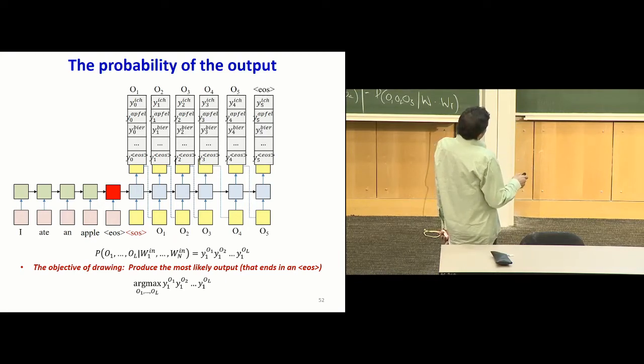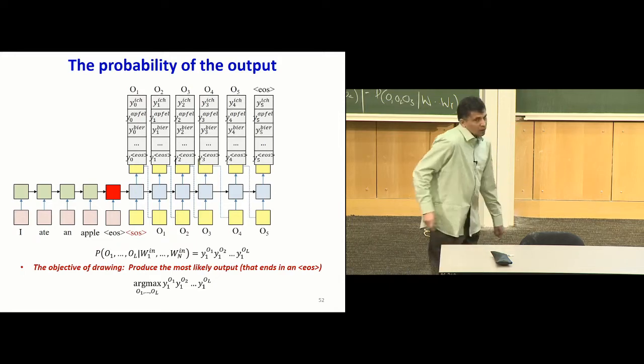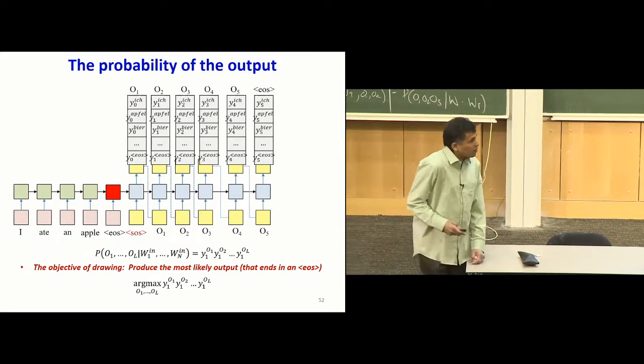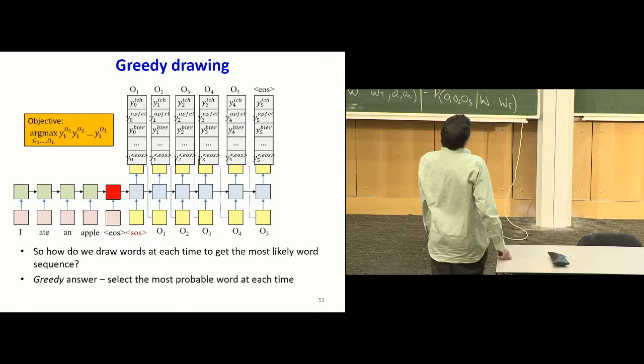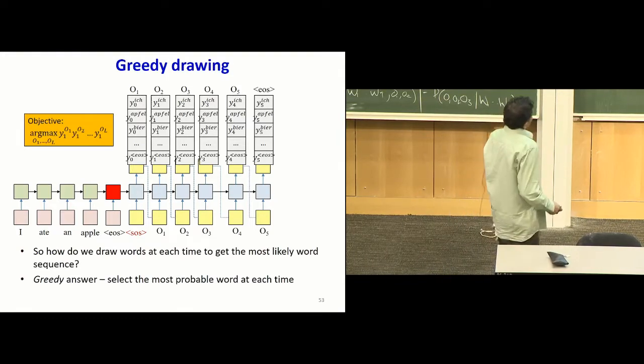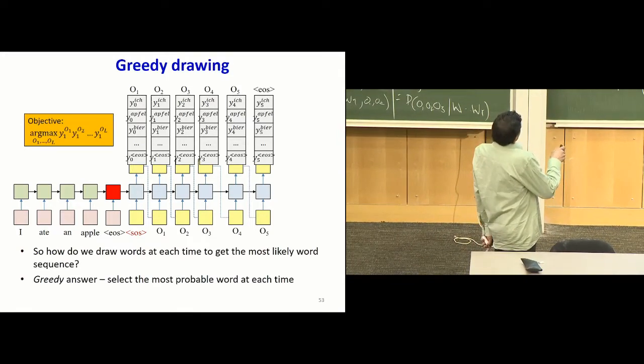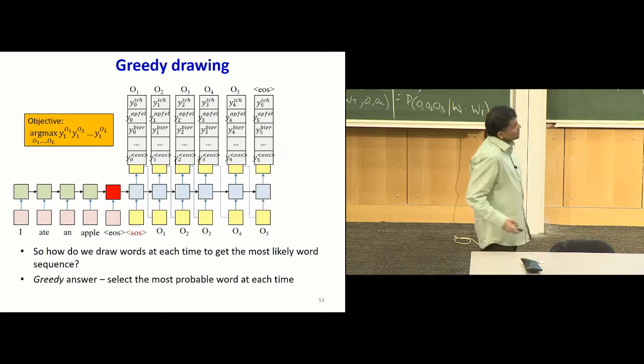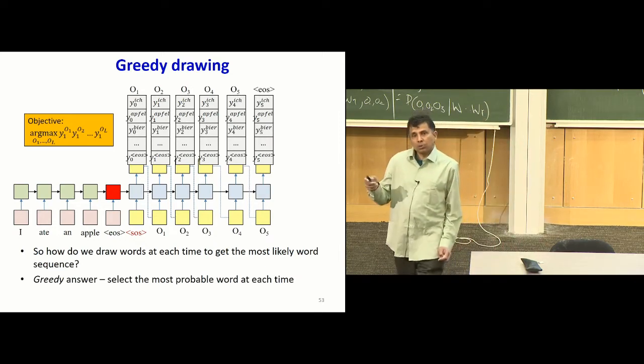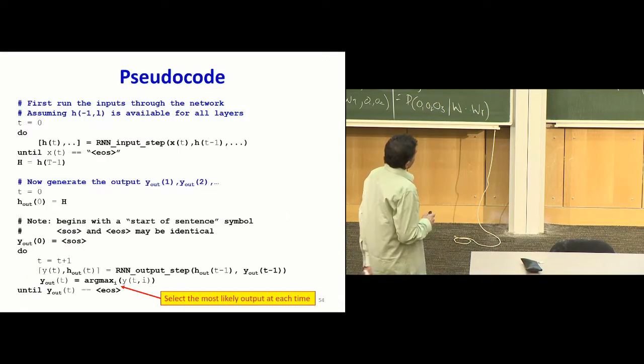In other words, you want to draw the word sequence such that the product of their output probabilities is highest. Now, how exactly can you do this? There's one simple solution. At each time, remember you want to find the word sequence such that the product of their output probabilities is maximized, right? So why not simply draw the most likely word at each time? This is the greedy answer. You just select the most probable word at each time instant.